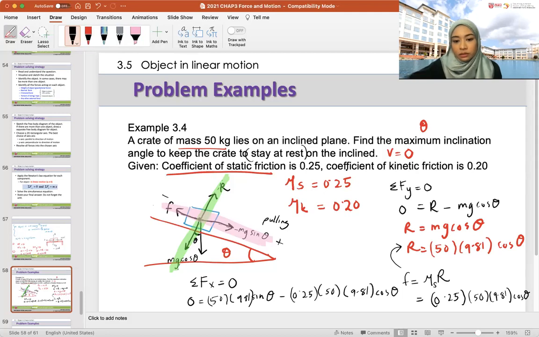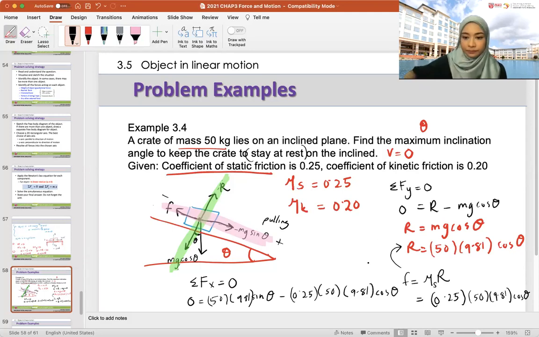Okay, so can we solve for theta using this equation? Or boleh ke tak boleh? Macam mana nak solve tu? Okay, let's do this together.